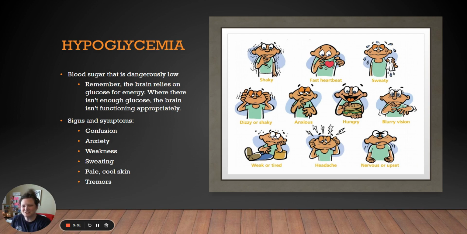Ways that that's going to show up: somebody with low blood sugar may be suddenly confused. They may be anxious or have a fast heartbeat. They can experience weakness, or they'll break out in a cold sweat, or they may have a tremor. They may shake. Those are all signs of blood sugar that's dangerously low.